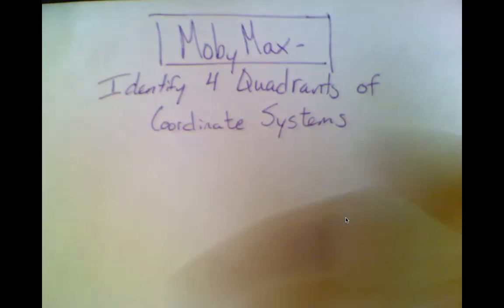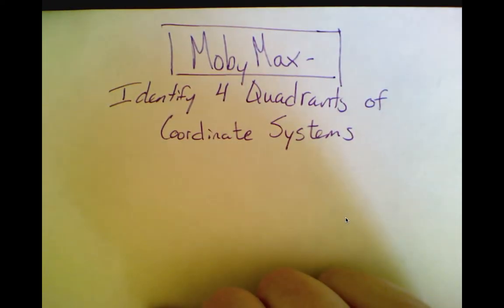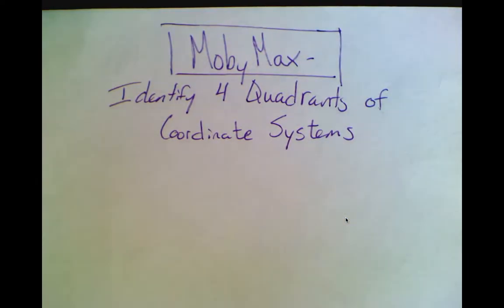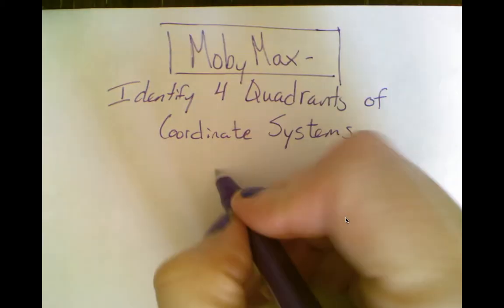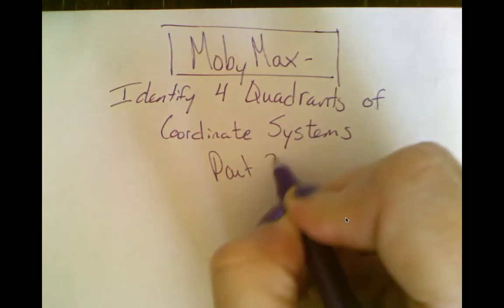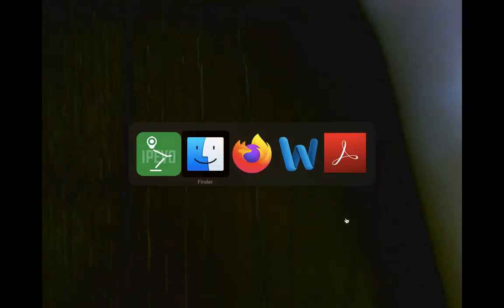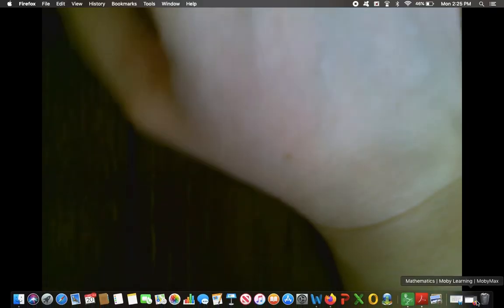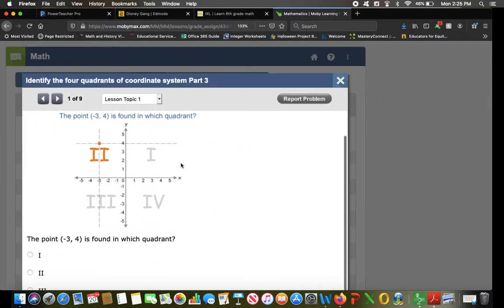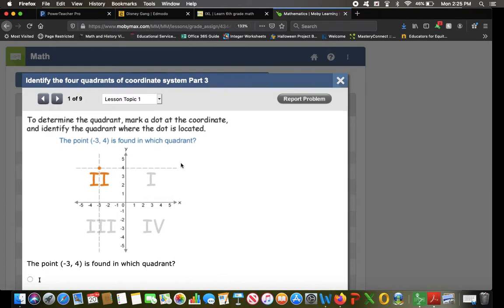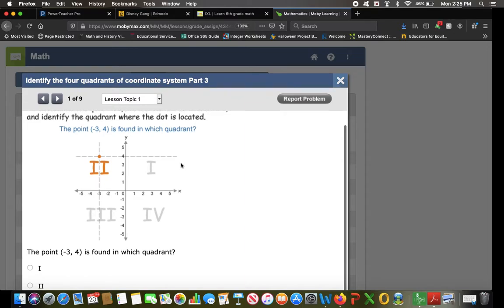Okay, so after you're done, send that to me whenever you get it done, and then you're going to log on to Moby Max. You're going to identify the 4 quadrants of a coordinate system, and I think this is part 3 you should be doing. You should have done parts 1 and 2 last week. As you can see, you're going to have to determine the quadrant, mark a dot on the coordinate, and identify where the dot is located.